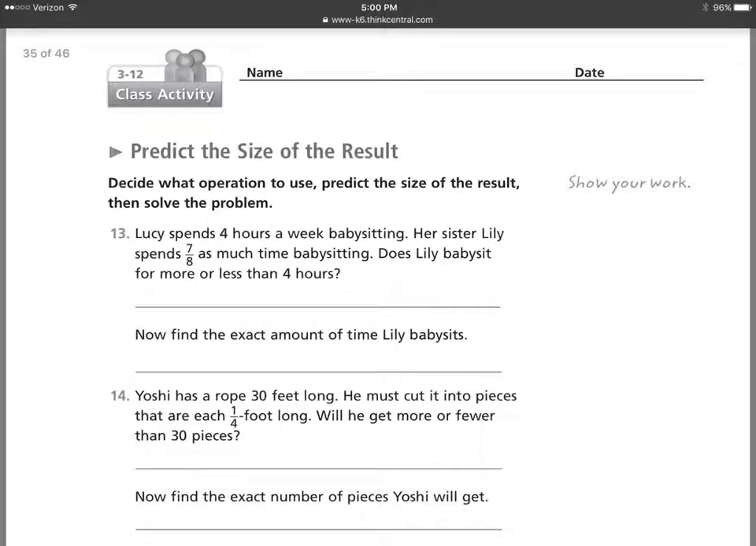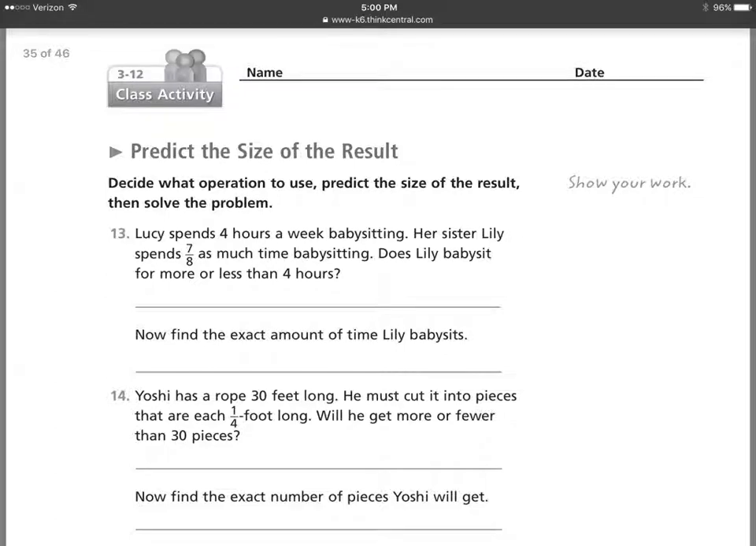Number 13. Lucy spends 4 hours a week babysitting. Her sister, Lily, spends 7/8 as much time babysitting. Does Lily babysit for more or less than 4 hours? Usually I substitute their names with mine, and in this case I'm going to need to use their names to answer the question, so I left them there. But I can still insert myself into the question. If I'm babysitting for 4 hours and my sibling, my brother or sister, is babysitting 7/8 as much time as I am, who's babysitting more?